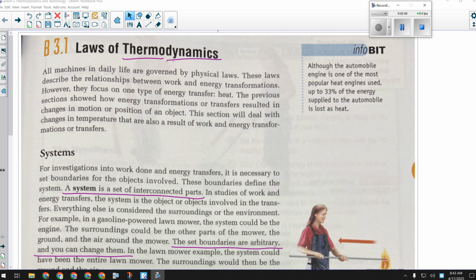So if I was looking at this room, I would say it's the room that's the system, but another person might come in and say, no, each individual person is their own system and everything else is the surroundings. So the system is the set of interconnected parts, and the boundaries can be changed, but everything outside of the boundary is considered to be the surroundings.